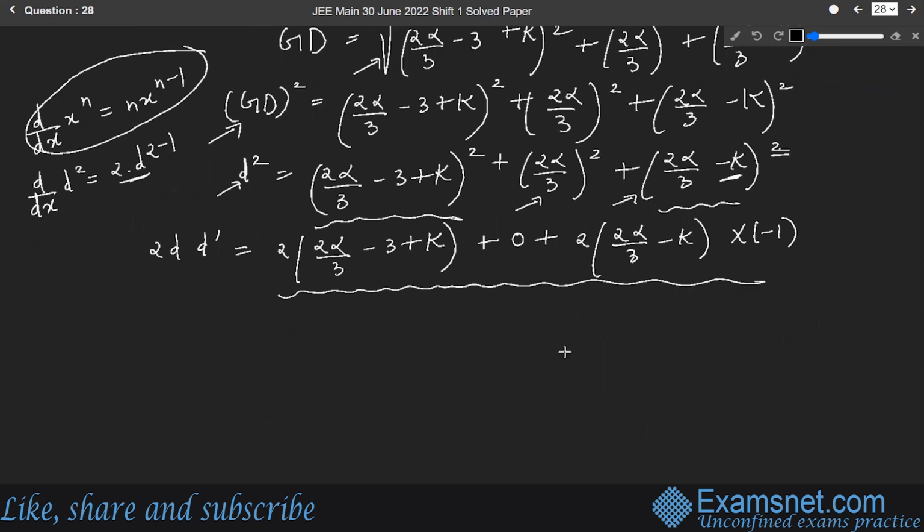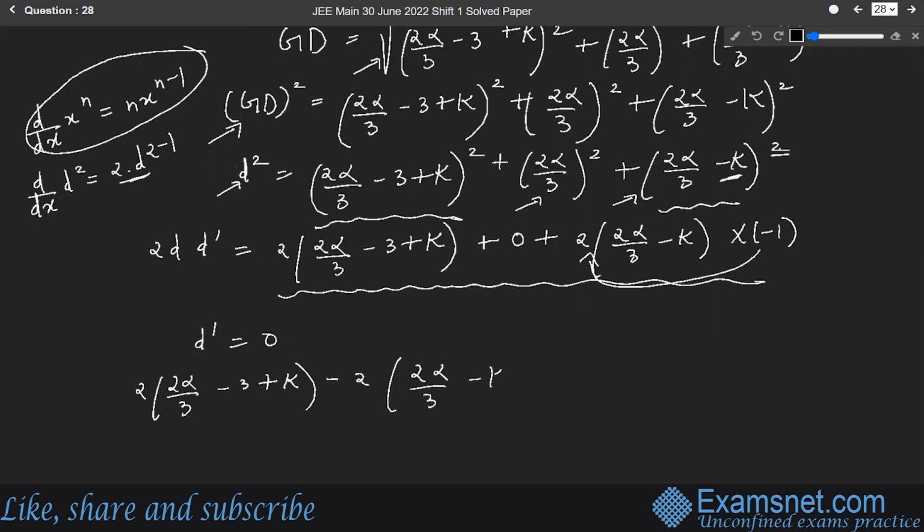So let us write it first. If d dash is equal to 0, it means that this whole term should be equal to 0, right? So what is d dash? It is 2 into (2 alpha by 3 minus 3 plus k). Here this minus 1 will be multiplied, so it will be minus 2 into (2 alpha by 3 minus k). This is equal to 0, right?